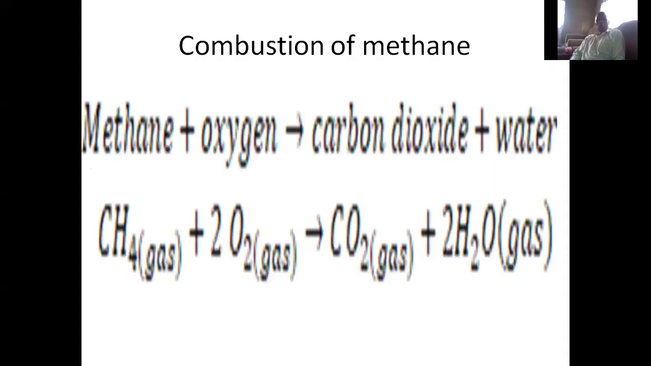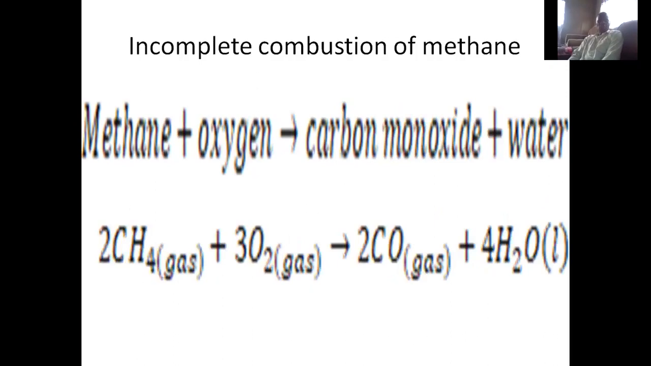And so the combustion of, for example, one alkane, methane, in the presence of oxygen, we produce carbon dioxide plus water. If we write this in chemical form using chemical symbols, we have methane plus oxygen, and we have carbon dioxide plus water as a gas. So this is very important because all alkanes, if they are burnt in an adequate amount of oxygen, will produce carbon dioxide and water vapor.